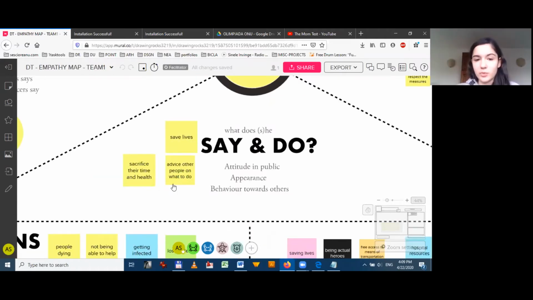And they advise other people on what to do. And here we're talking about doctors that go on the internet and advise people to stay home, what shall they do, other activities to keep themselves busy in this crucial time and sacrifice their time and health.